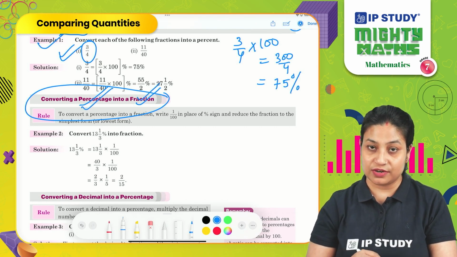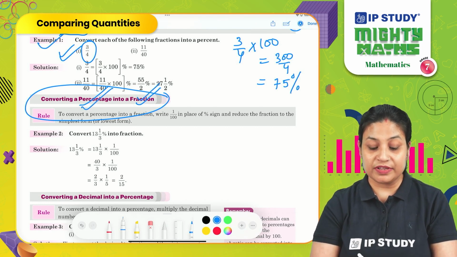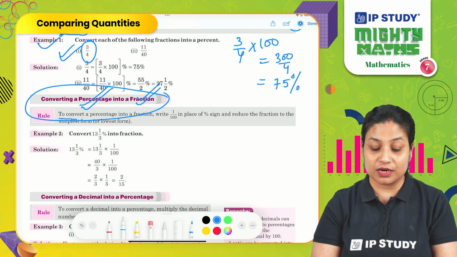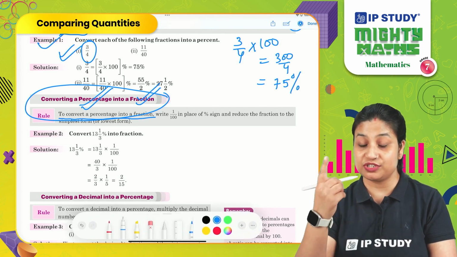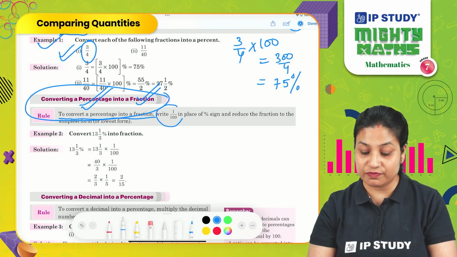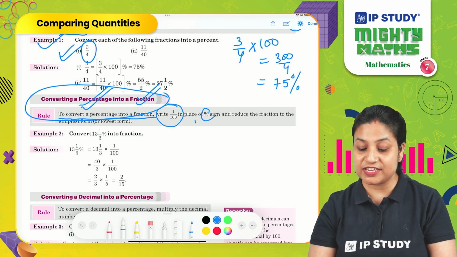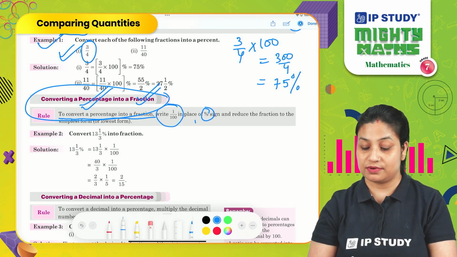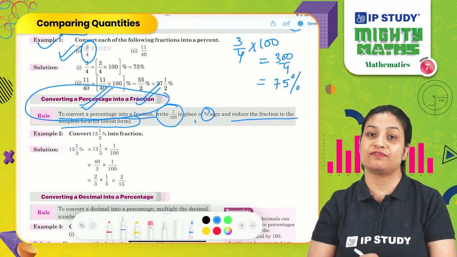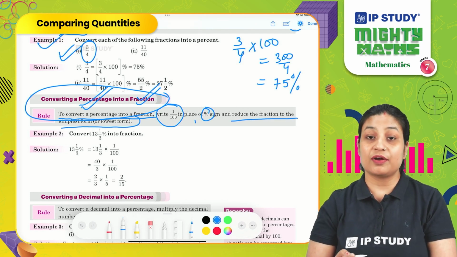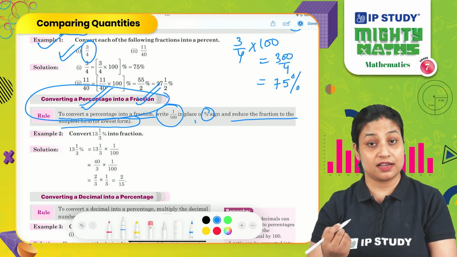So again there is a rule. Let's read it together. The rule says to convert a percentage into fraction, write 1 by 100 in place of percentage sign and reduce the fraction to the simplest form or the lowest form. It's very simple. Now, in order to understand this, let's take another example.